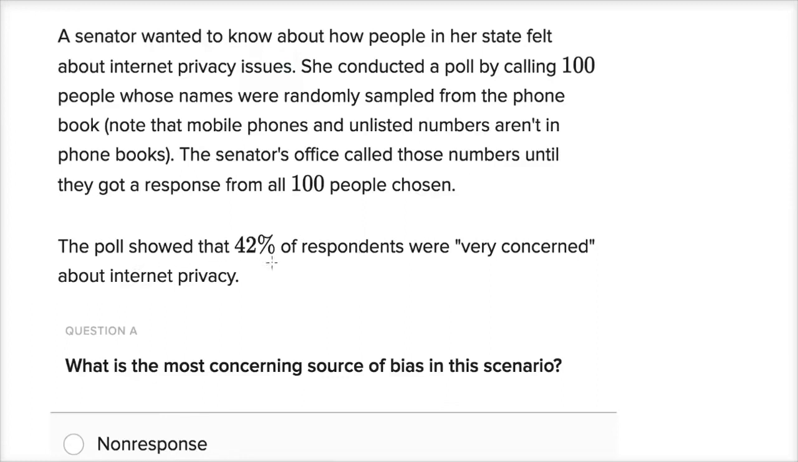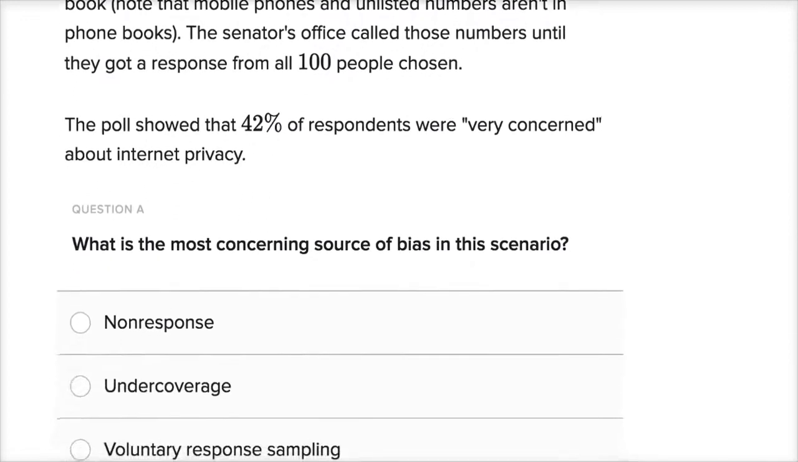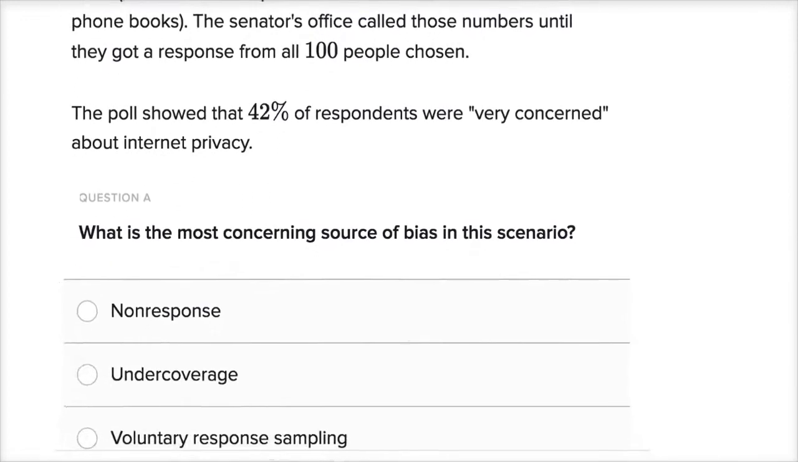The poll showed that 42% of respondents were very concerned about internet privacy. What is the most concerning source of bias in this scenario? And we should also think about what kind of bias is likely introduced. Is this likely to be an overestimate or an underestimate of the number of respondents? And maybe there is no bias here, but no bias is not one of the choices, so you can imagine it's going to be one of these three.